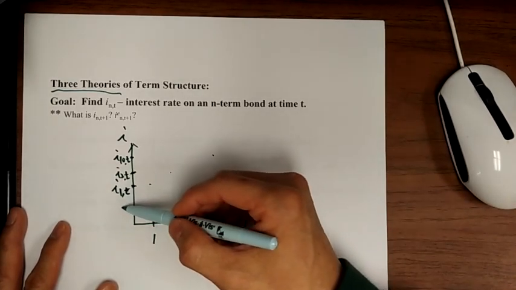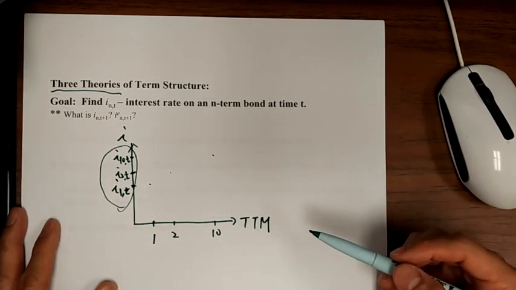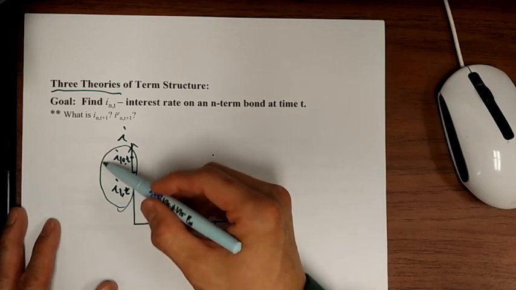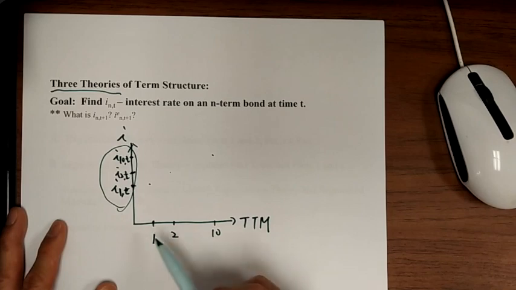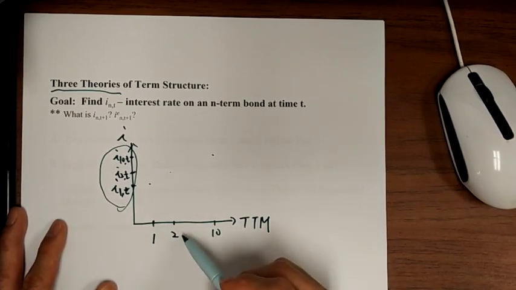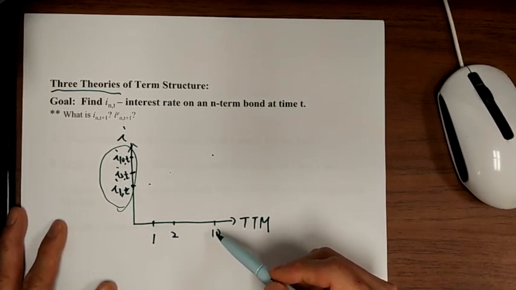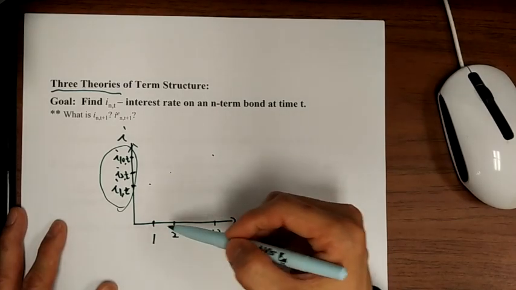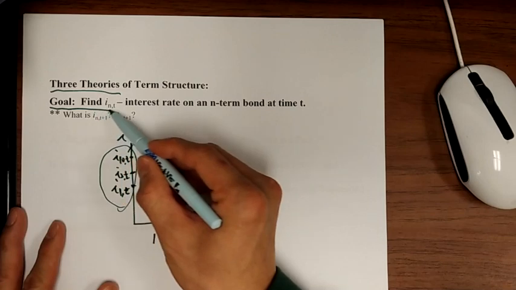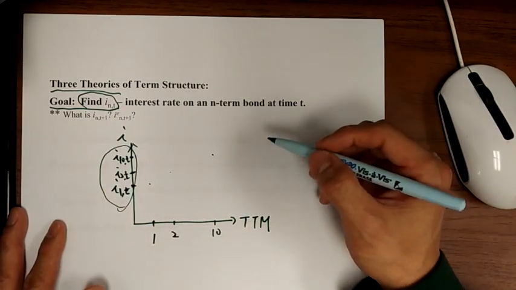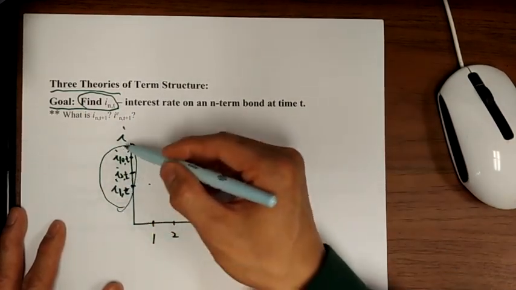We want to know, where are those from? What theory can determine this? You know 1, you know 2, you know term to maturity 1, 2, 3. What you want to derive is this interest rate. Therefore, our goal is to find these interest rates.